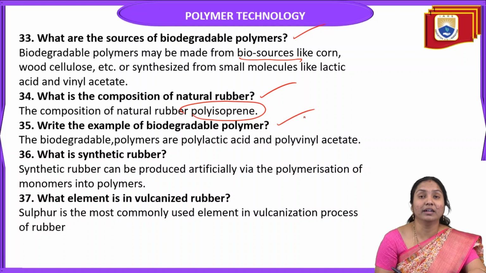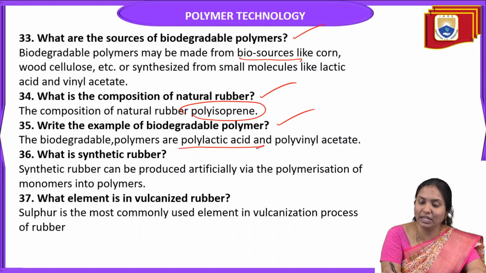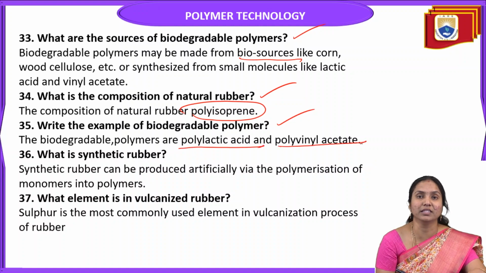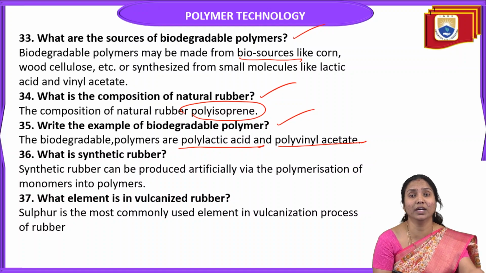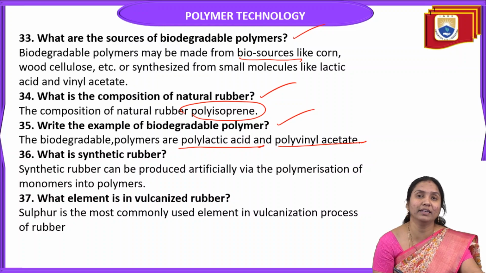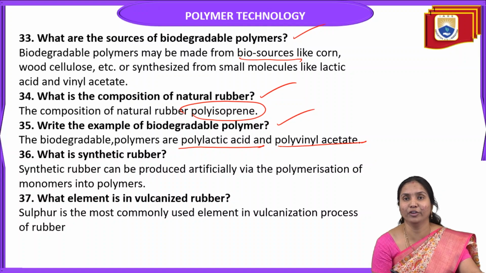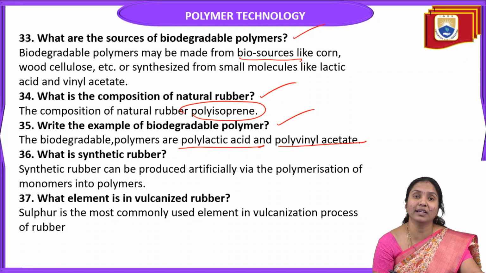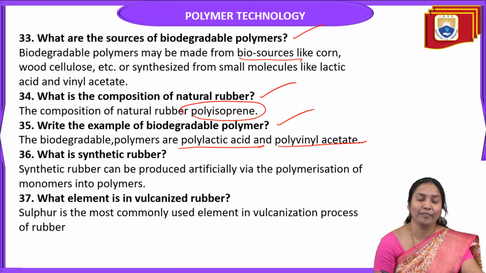And next question is, write the examples of biodegradable polymers. So the biodegradable polymers are polylactic acid and polyvinyl acetate. So already we know that biodegradable polymers means these polymers easily undergo degradation by enzymatic reactions or microorganisms, and are not harmful for the environment. The best examples of biodegradable polymers are polylactic acid and polyvinyl alcohol or polyvinyl acetate.